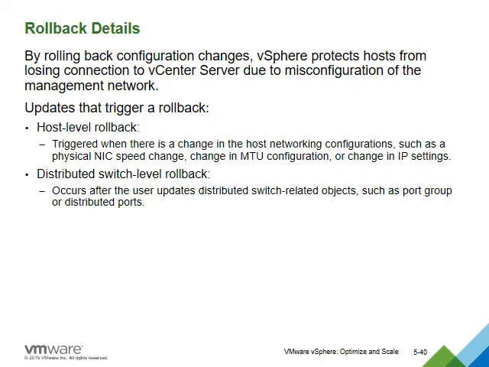By rolling back configuration changes, vSphere protects hosts from losing connection to the vCenter Server due to misconfiguration of the management network. Updates that will trigger a rollback: a host-level rollback is triggered when there's a change in the host network configurations, like you change the physical NIC speed, you change the MTU, or you change the IP address. Distributed switch rollback occurs if the user updates distributed switch related objects, such as a port group or a distributed port.